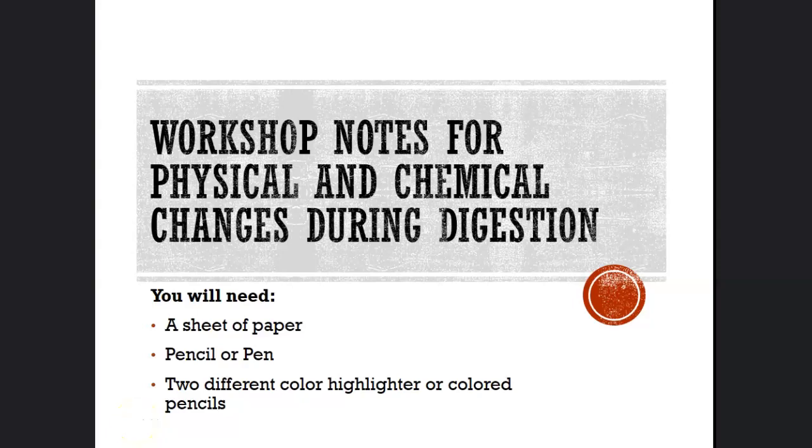This workshop is for if you have not passed physical and chemical changes during digestion. You're going to take some notes. So for this, you're going to need a sheet of paper, doesn't matter what type, pencil or pen, and two different color highlighters or colored pencils, just so that you can distinguish between physical and chemical changes as we take these. So go ahead and press pause and go and get those.